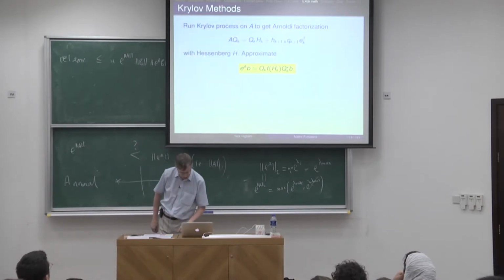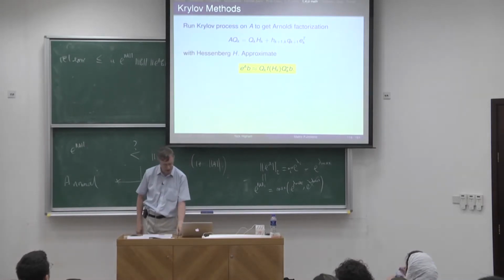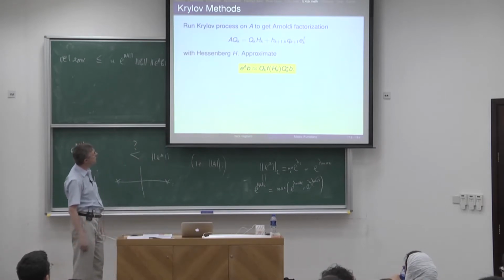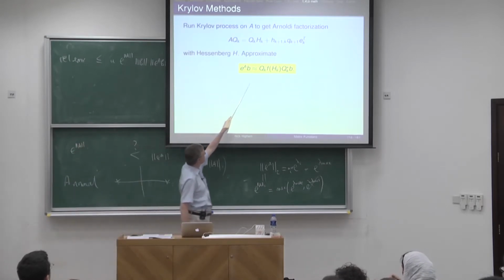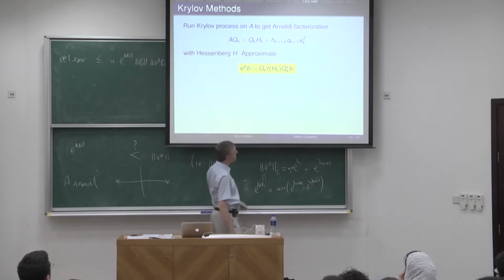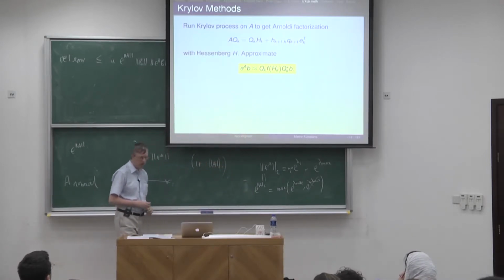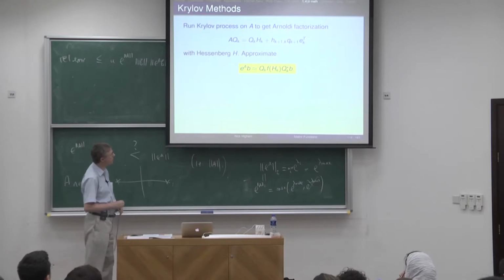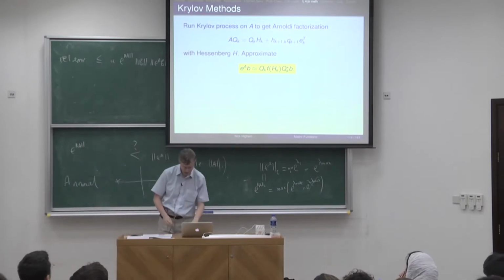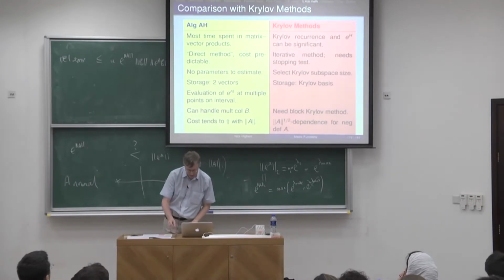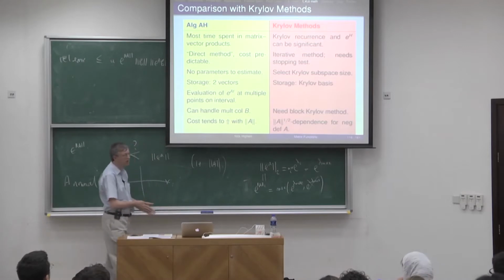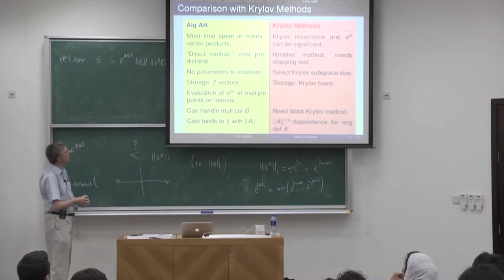So let's just do a little comparison with Krylov methods. And first of all, just to recap once again, you've seen this a few times now. The idea of the Krylov method is to use this approximation where you generate Q and H from the Krylov process, H being upper Hessenberg. So here's a table, and we can debate whether things need adding or subtracting from this table.